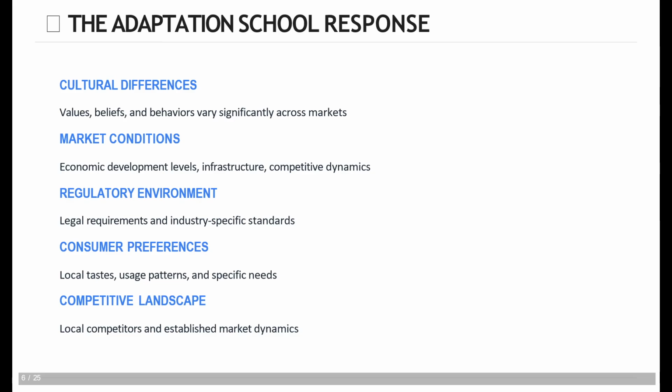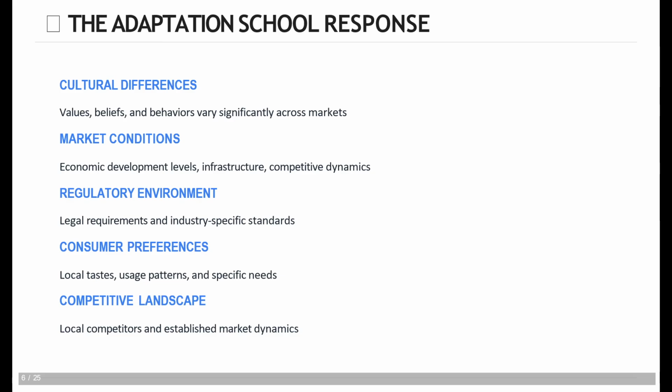The adaptation school response argues that local differences matter a lot. Cultural differences, language, values, traditions, and social norms can dramatically affect how products are perceived and used. For example, advertising that works in the US may be misunderstood or even offensive in another culture. Market conditions, economic development, infrastructure, and consumer purchasing power vary widely. An example of this is a luxury product that may need to be repositioned or reformulated for emerging markets.